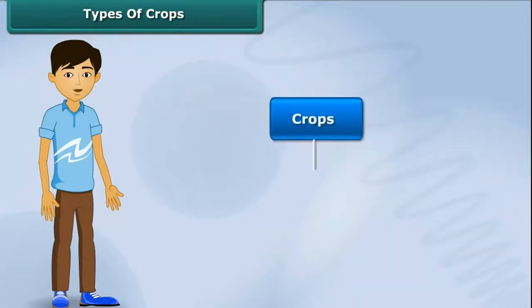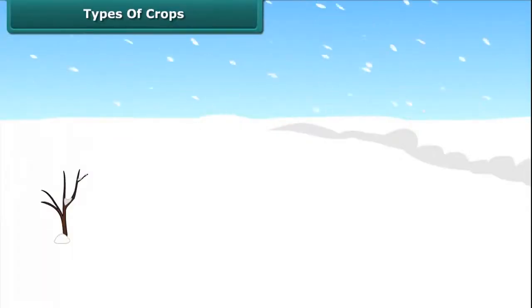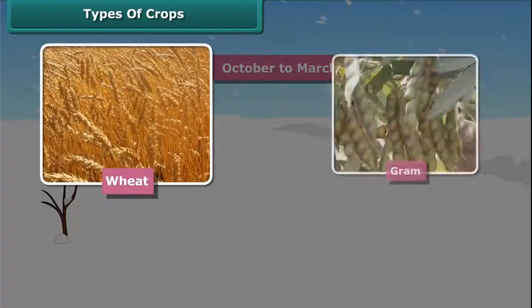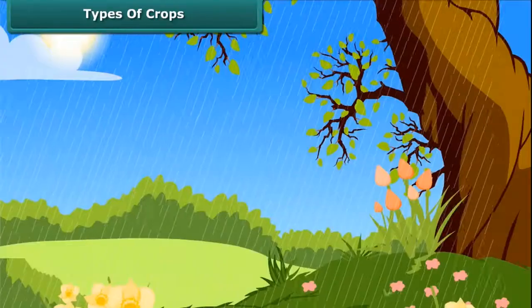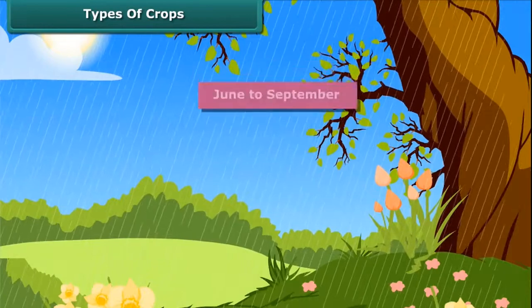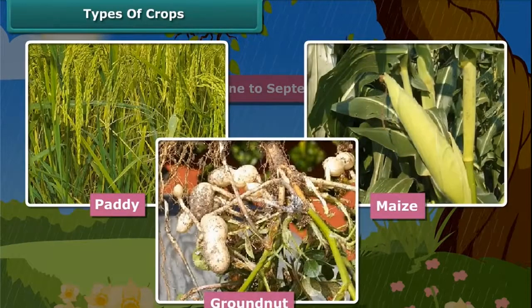In India, crops are broadly classified into two categories on the basis of the season they are grown in. That is, Rabi crops and Kharif crops. Rabi crops are usually grown in the winter season from October to March. Wheat, gram, and peas are the examples of Rabi crop. Kharif crops are usually sown in the rainy season, generally from June to September. Paddy, maize, groundnut, etc. are some common examples of Kharif crop.